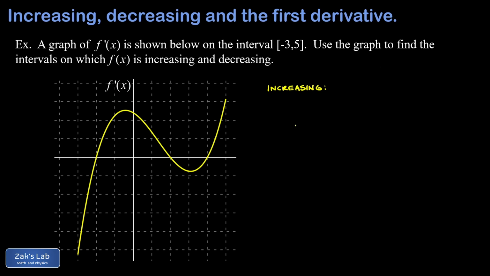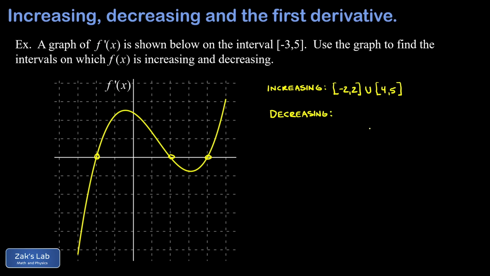So the original function f is increasing when the derivative graph is positive, in other words, above the x-axis. So it looks like that's happening on the interval -2 to 2. So these are my transition points at the zeros of f prime. And from -2 to 2, this graph is above the x-axis. In other words, those are positive values of f prime. So I'm increasing on -2 to 2 together with everything to the right of 4. So the interval of 4 to 5.